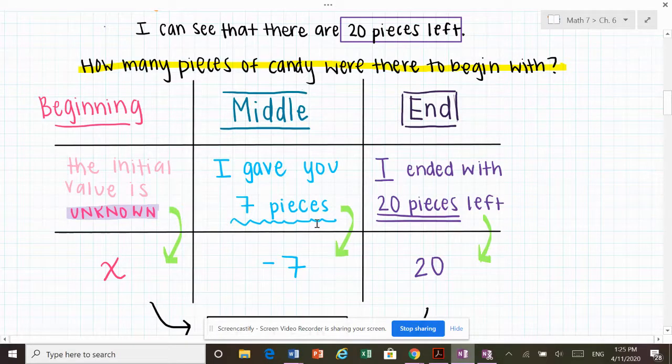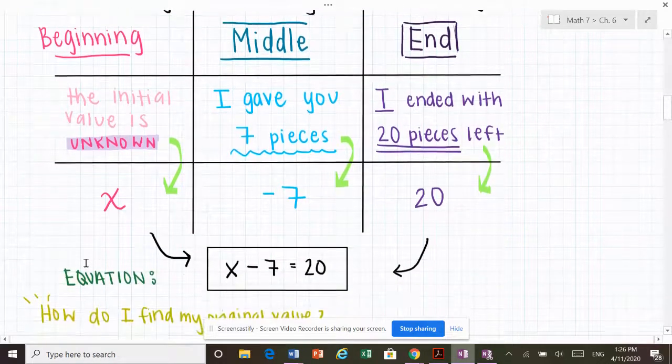The middle part, the middle event, was that I gave you 7 pieces. I took away 7 from myself. So because I took away 7, I lost 7, meaning it's negative, it's subtracted by 7. In the end, I ended up with 20 pieces left. This is my result. After I had an unknown and I took away some pieces, I ended up with 20. This is the outcome. So because it's my outcome, we're going to have an equal sign here. So let's turn this into an equation. It's going to be x minus 7 equals 20.